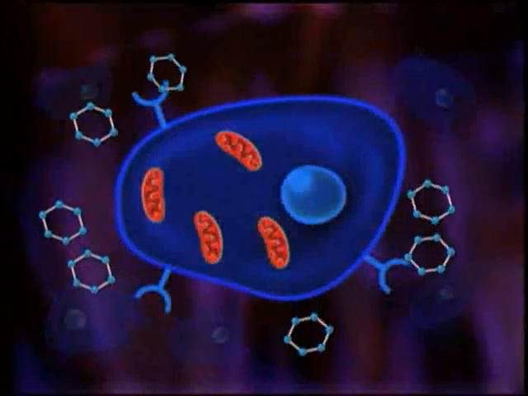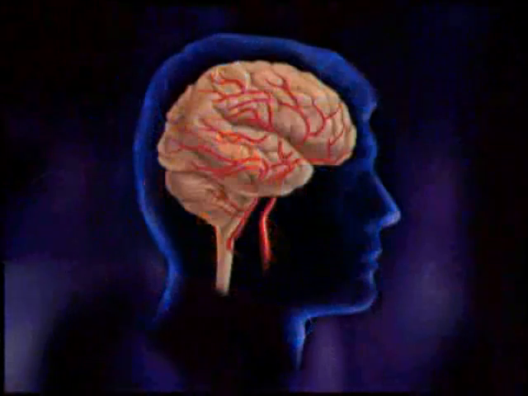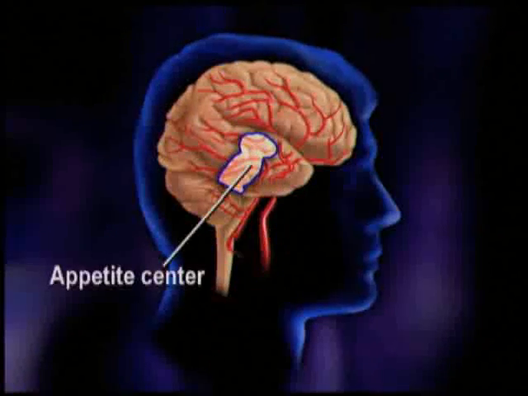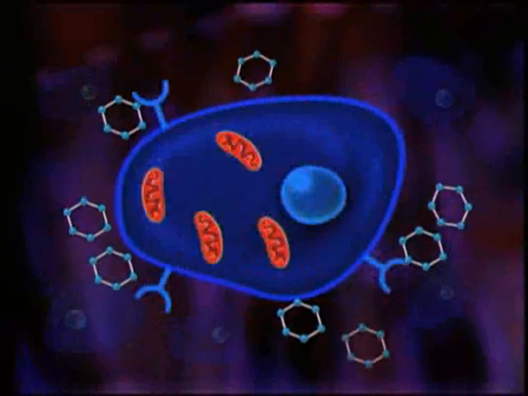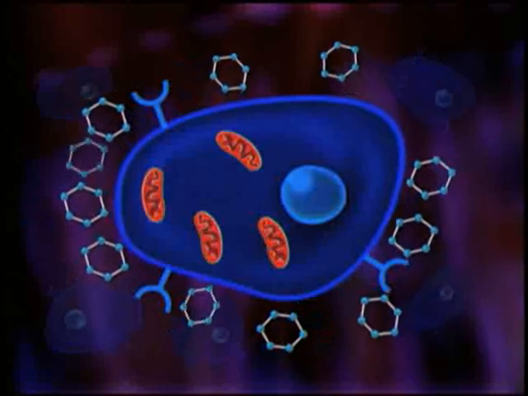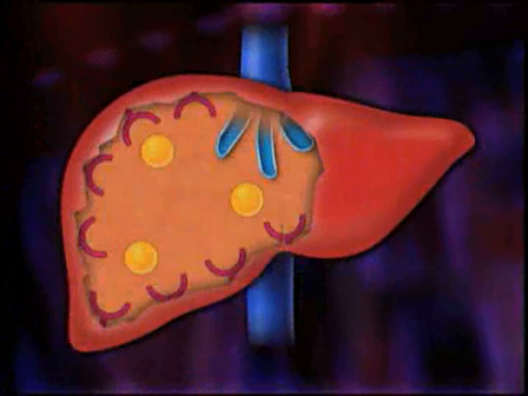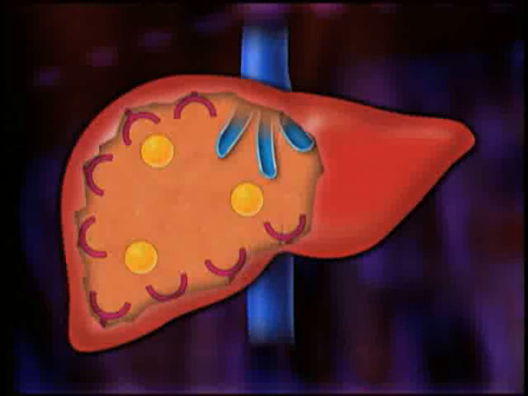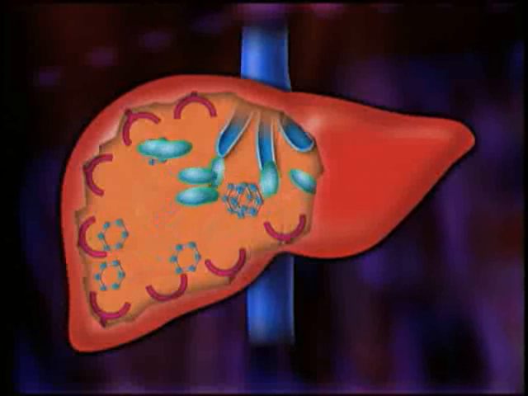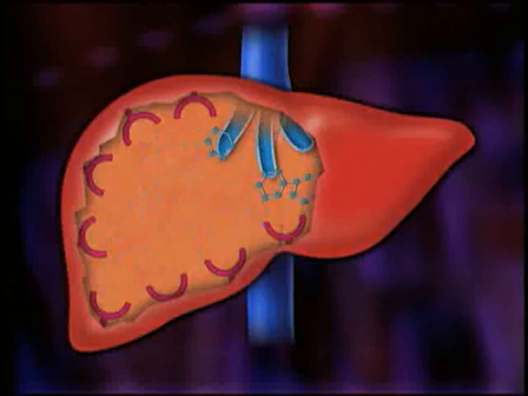Polyphagia stems from cellular glucose deprivation. Because glucose can't enter the cells, they signal the brain's appetite center to increase food intake. But eating more food worsens the hyperglycemia by causing more glucose to enter the blood from the GI tract. Weight loss is caused by dehydration and fat breakdown. The latter occurs when the glycogen stores are depleted and the cells, desperate for fuel, signal the liver to convert fat to glucose.